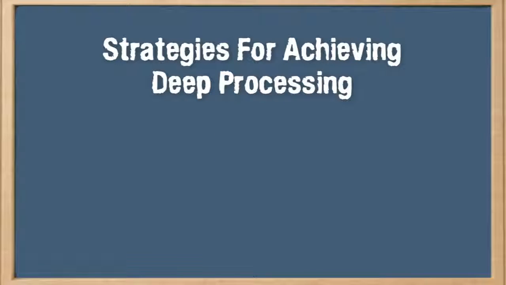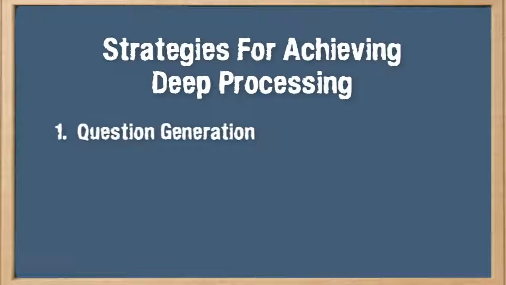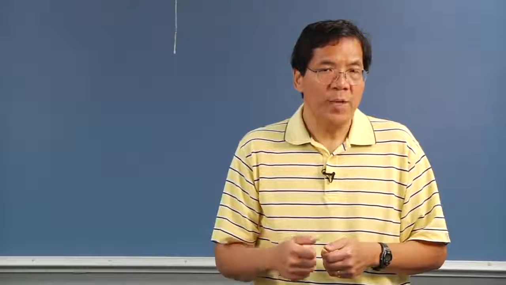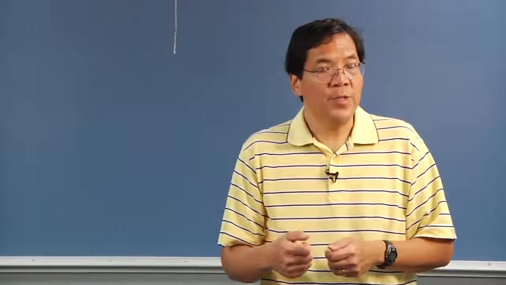Here are 3 research-based strategies for achieving deep processing while reading. The first is question generation. After you've read a chapter or reviewed a section of notes, generate some questions over the material. Try to make the questions as meaningful as possible. Questions about facts are okay, but questions that make you compare and contrast, to analyze, to make connections, to think about implications or generate examples are even better.